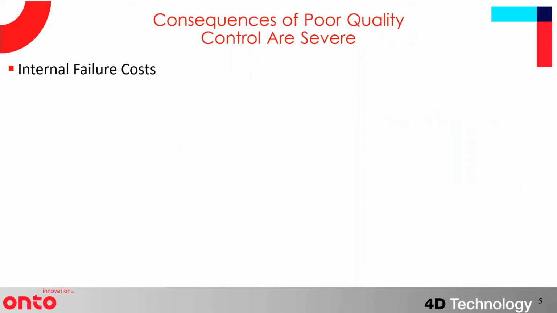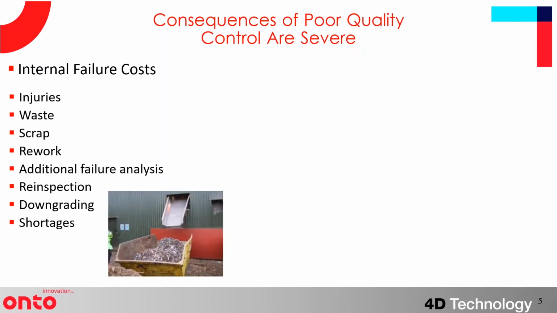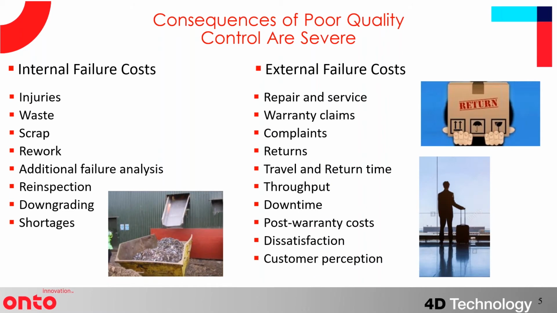And the consequences of poor quality can be really severe for organizations. So there's internal failure costs, which include things like cost of injuries, waste, scrap, shortages of parts due to lack of yield, reinspection time, and additional failure analysis and meetings. And then also external or outward facing costs. And those include things like repair and service costs, warranties, handling customer complaints, customer downtime or internal downtime, throughput hits, and most importantly, in many ways, customer perception of the quality of your organization and what you're producing.